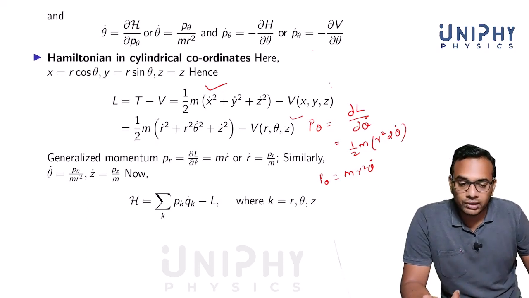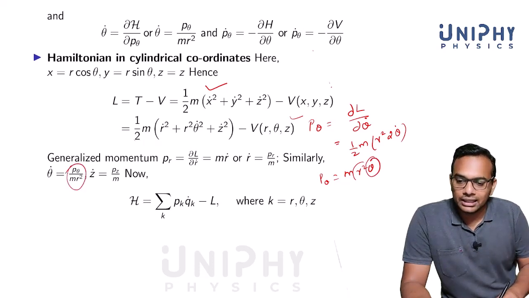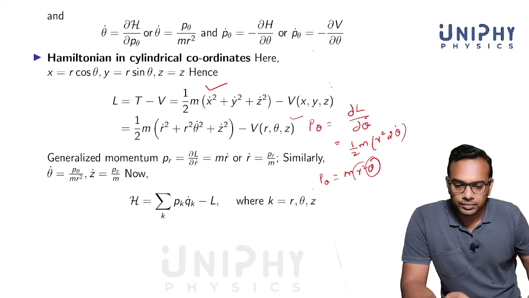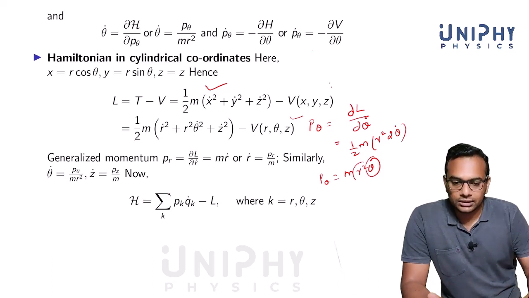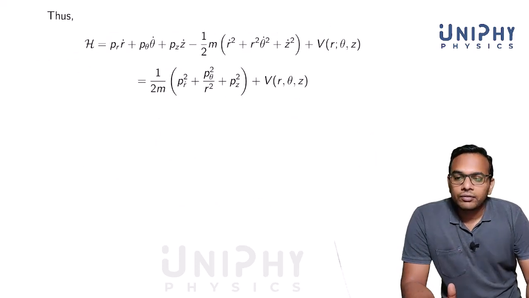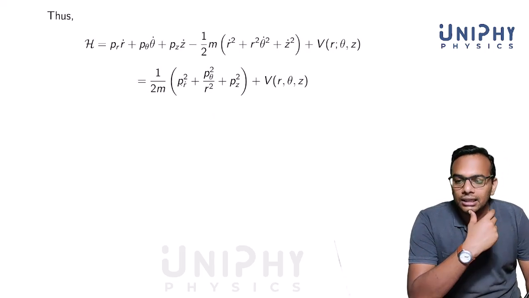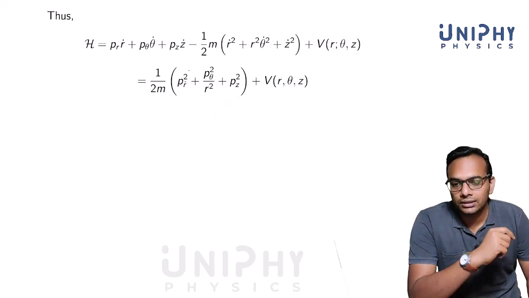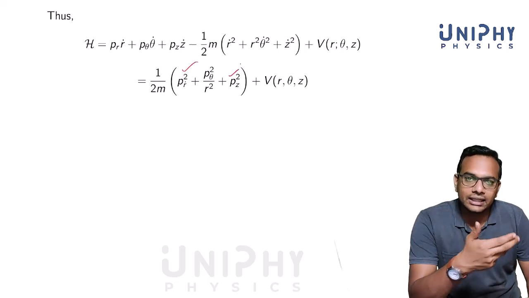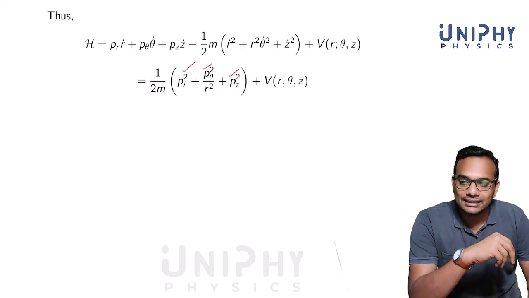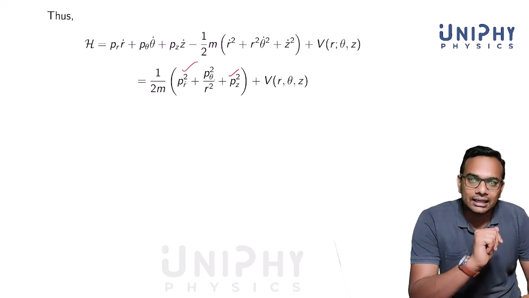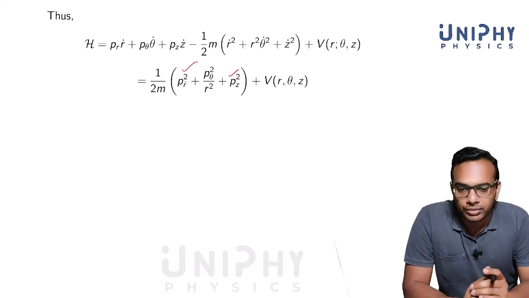So from here you can find theta dot is equal to P theta divided by m r square, and z dot is equal to Pz divided by m. Now we can find the Hamiltonian in this way, and you see that it's equal to Pr square plus P theta square by r square plus Pz square, all over 2m. You see that Pr and Pz already have the dimensions of a linear momentum, and P theta is an angular momentum, but P theta divided by r has the dimensions of a linear momentum.